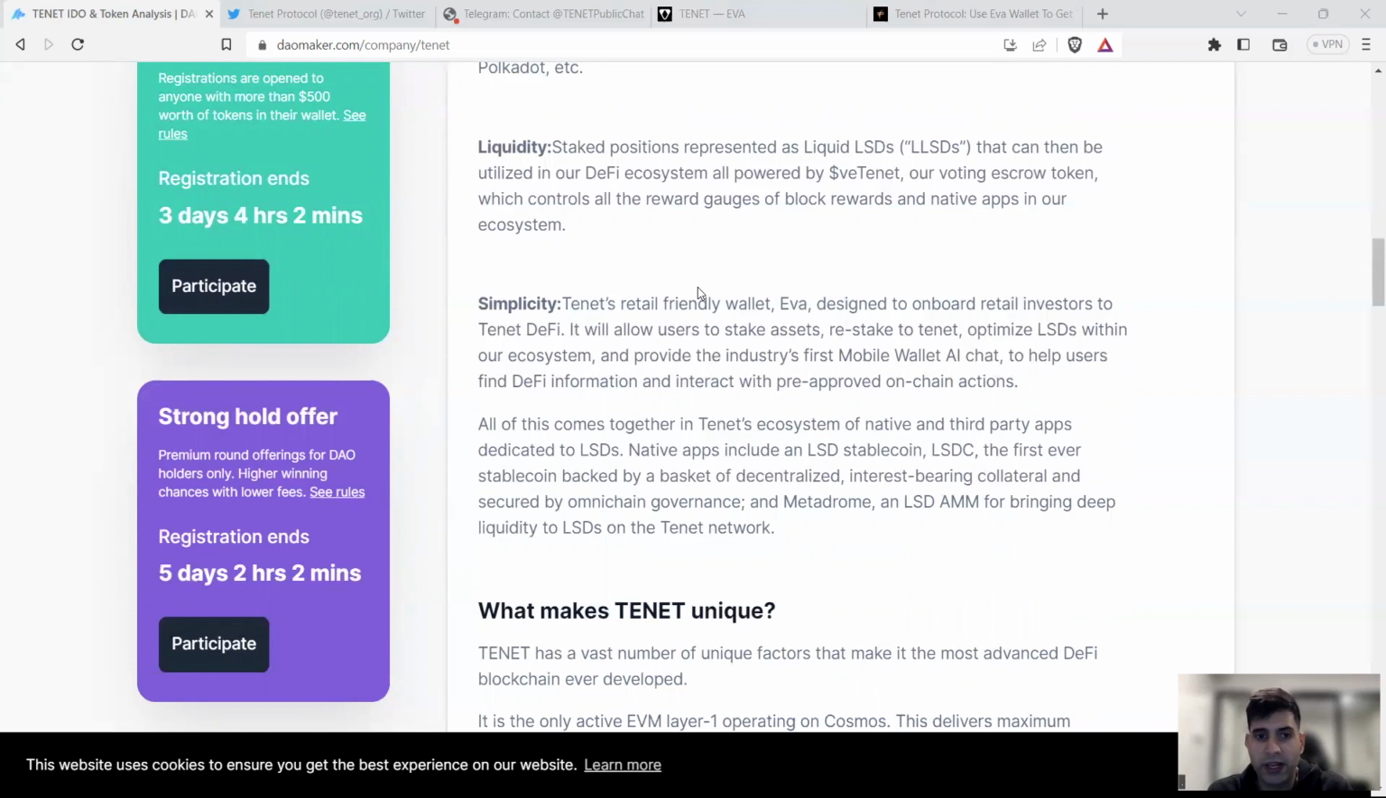This basically helps users find anything related to DeFi information and interact with pre-approved on-chain actions. All of this comes in Tenet's ecosystem, and in native third-party applications as well that are dedicated to liquid staking. All the native apps, including LSD stablecoins and LSTCs, are the first ever stablecoins that are going to be backed by decentralized assets. And this is going to be an automated market maker for bringing DeFi liquidity into the Tenet network.